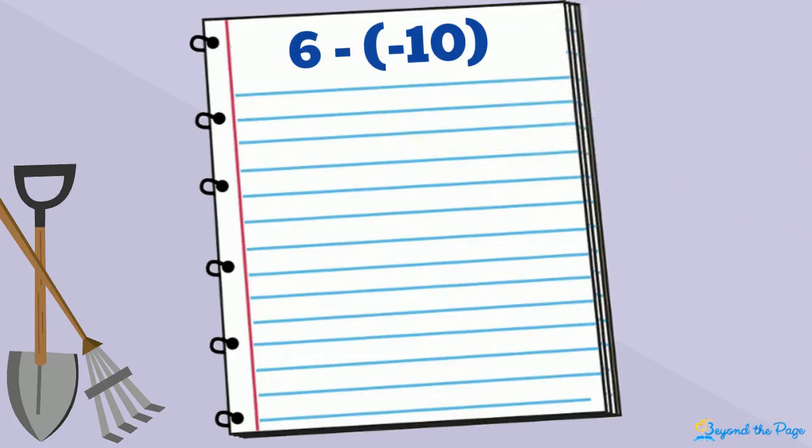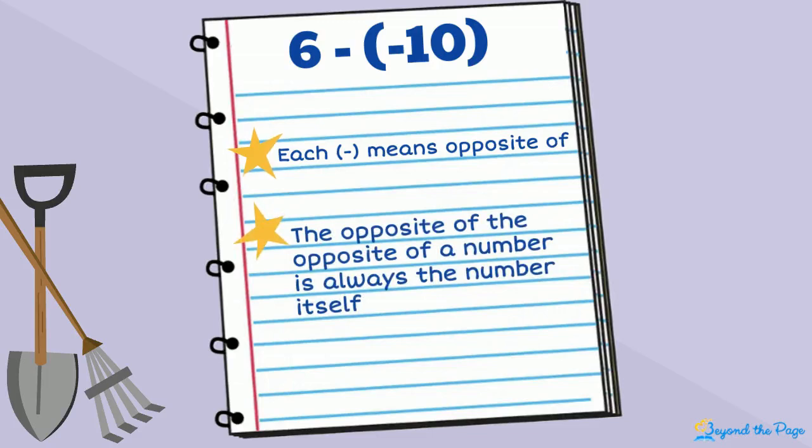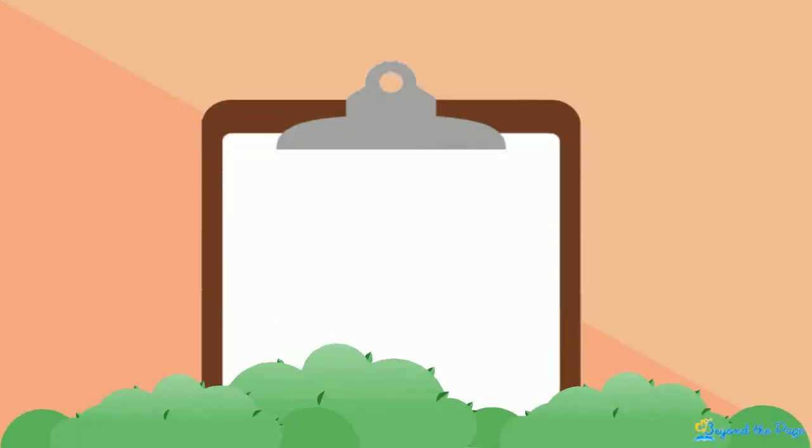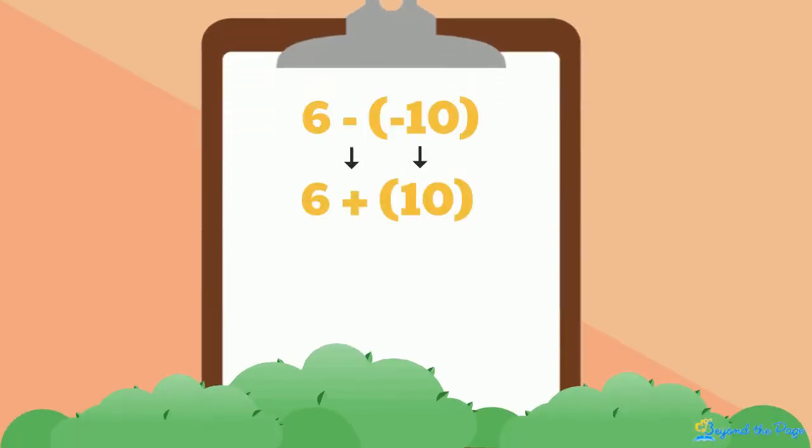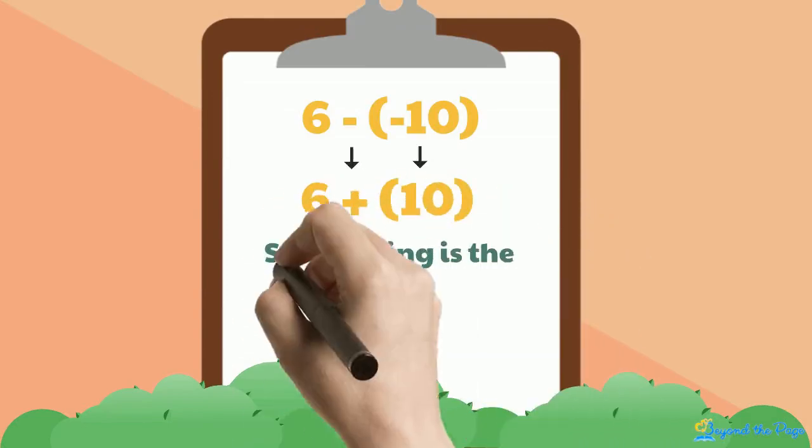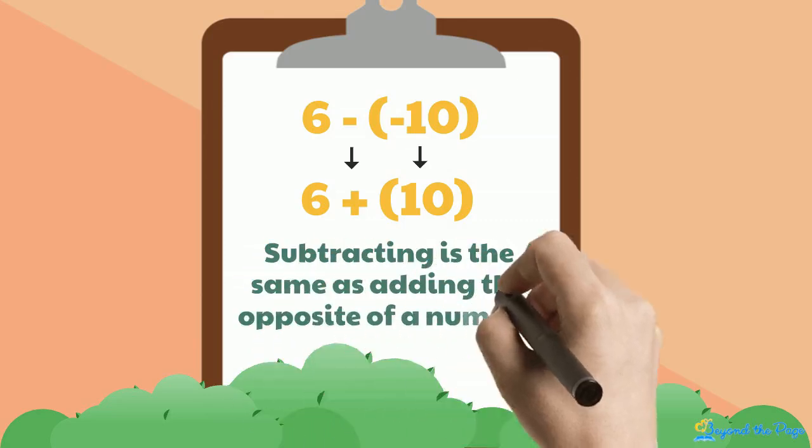Remember that each minus symbol means opposite of. This problem is asking, what is 6 and the opposite of negative 10? You learned that the opposite of a negative number is always the positive number itself, so the opposite of negative 10 is just 10. This means that the problem is 6 and 10, or 6 plus 10. This is even easier to understand when you use the following rule. Subtracting is the same as adding the opposite of a number.